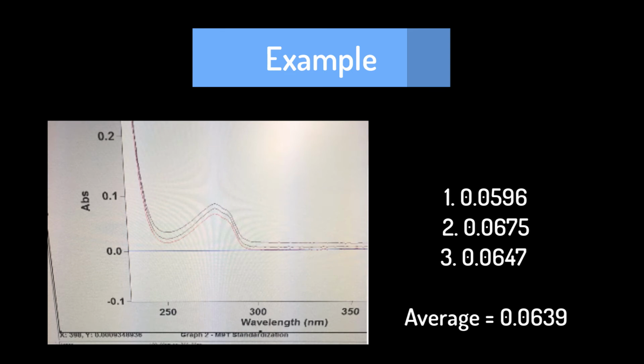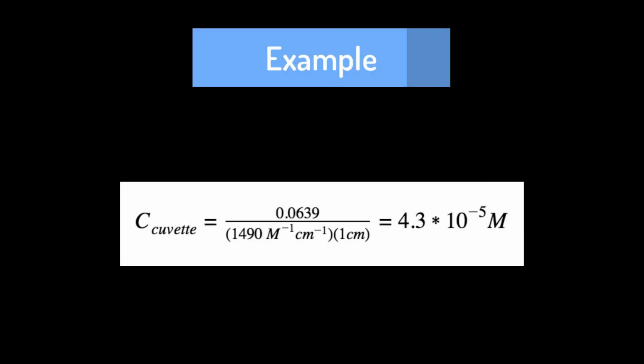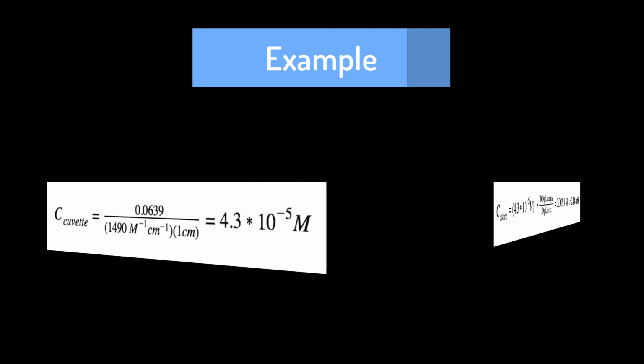Say you measure absorbance at 280 nanometers 3 times and find the average of 0.0639. Plugging this into Beer's law, with a path length of 1 centimeter and extinction coefficient of 1490, you get a concentration of 4.3 times 10 to the negative 5 molar.